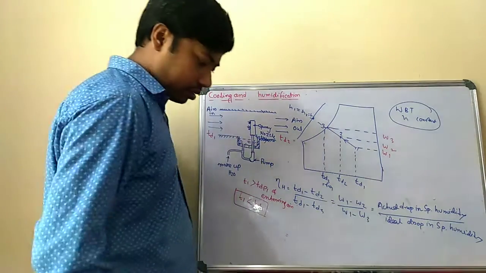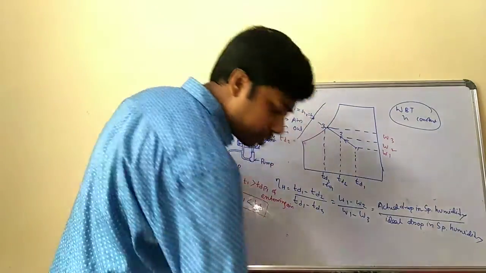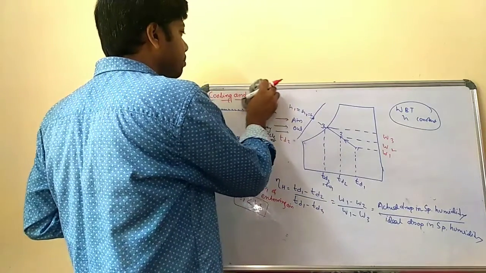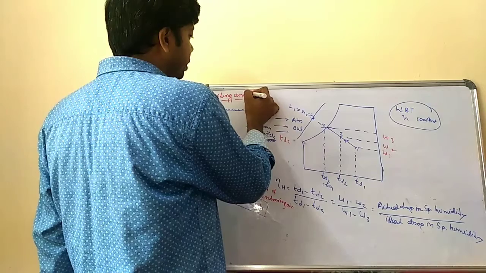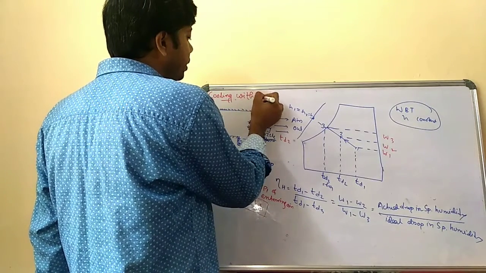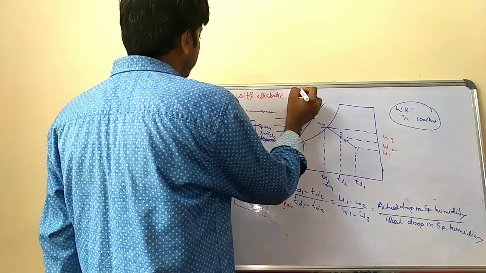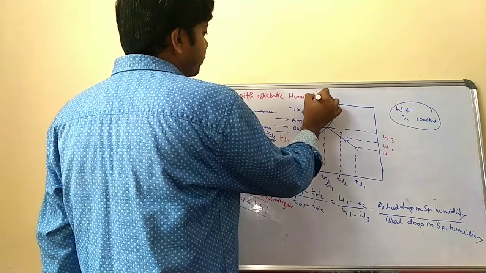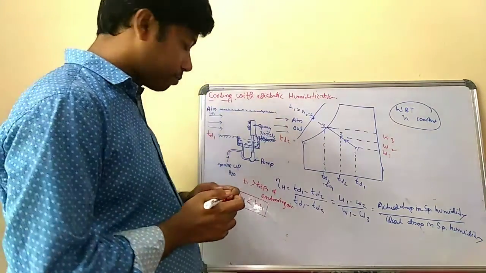So, cooling with adiabatic humidification, because the humidification process takes place by means of an evaporative cooling or adiabatic process. These are psychrometric processes.